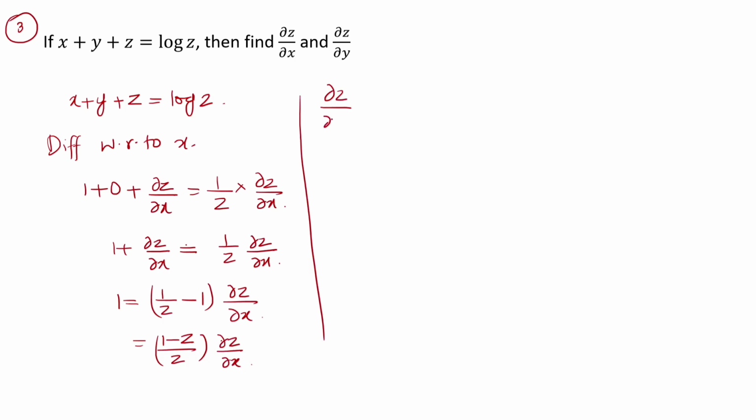∂z/∂x is, we'll take its reciprocal. Okay, we will take it to this side. Therefore, this will be z/(1 − z). This is ∂z/∂x.